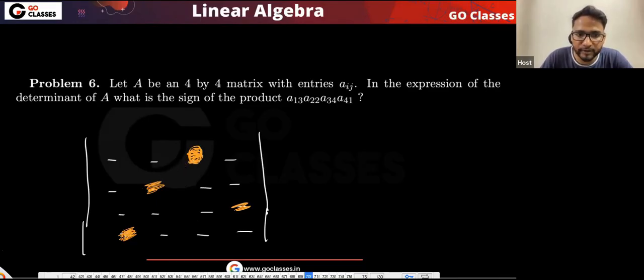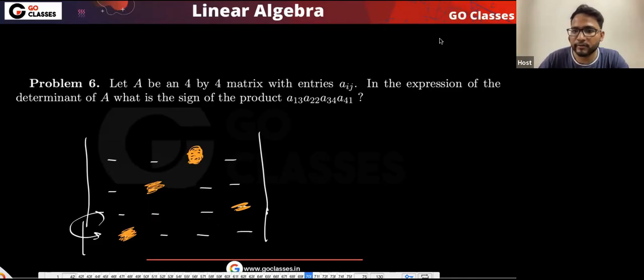Maybe you can swap this with this. I think only one swap. No, 2 swaps are required. I think maybe first you can swap these 2 so that you can have this fourth at the end, and then you can swap this third. Once you swap these 2, I hope you got it right. The answer will be plus, because there are 2 swaps required.